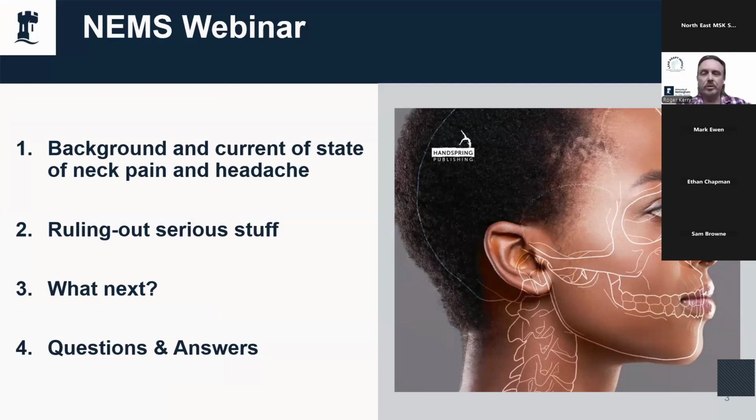So what are we going to do? We're going to have a look at the background and the current state of head and neck pain generally in terms of the epidemiology, thinking about how common or rare things are, and then obviously go to the big stuff, ruling out the serious stuff. But I also want to frame this not just in the serious pathology. So I'll give all the answers away now in case you want to leave early to get ready for the football. The answer is the serious stuff is really rare.